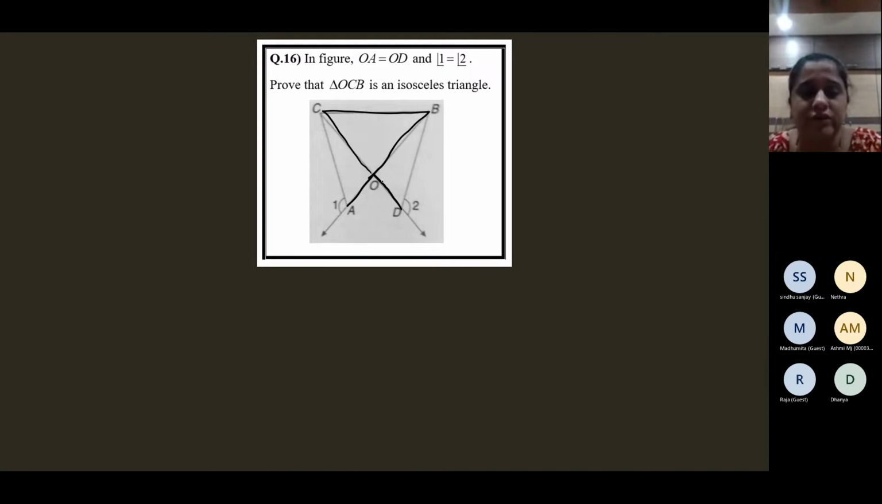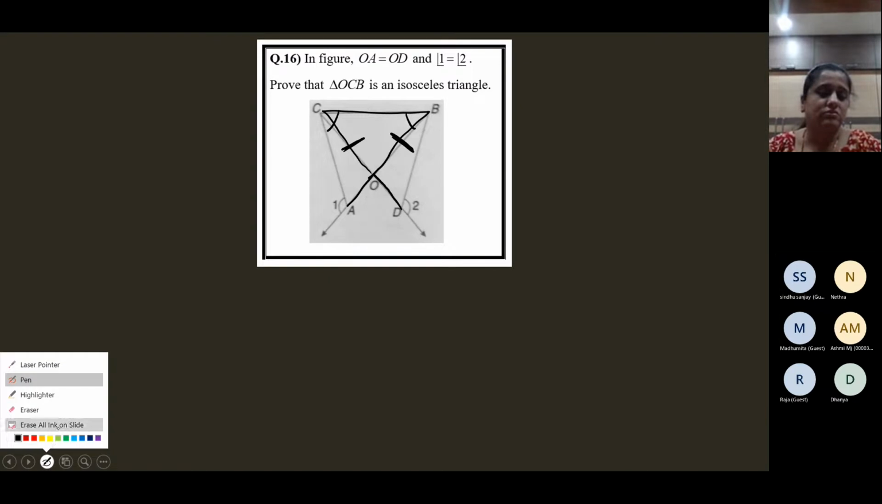That means you can either prove that this side is equal to this side, so it's isosceles, or this angle is equal to this angle. Whatever you can do. You can show that this side is equal to this side. So when two sides are equal, OBC is isosceles, or OCB is isosceles.